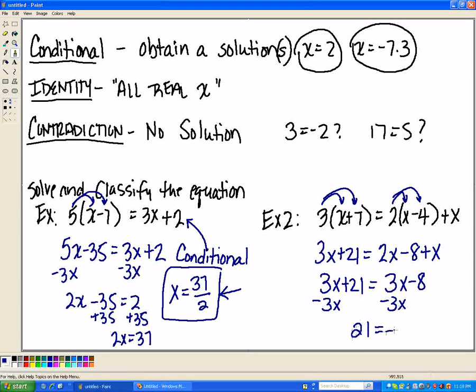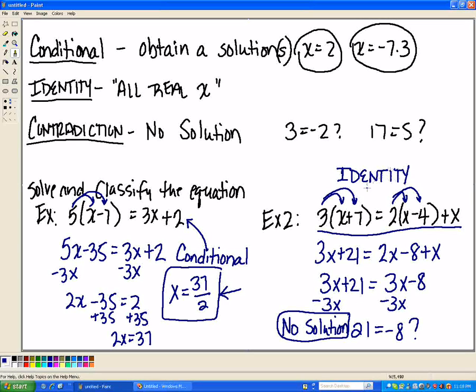up with 21 equals negative 8. Uh-oh, we ended up with something crazy. Our solution would be that there is no solution, okay? In other words, there's no x value that you can plug in that will make this a true mathematical statement, no solution. And we would classify our equation as an identity.